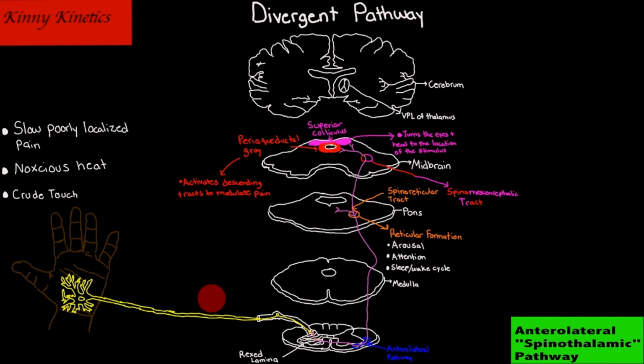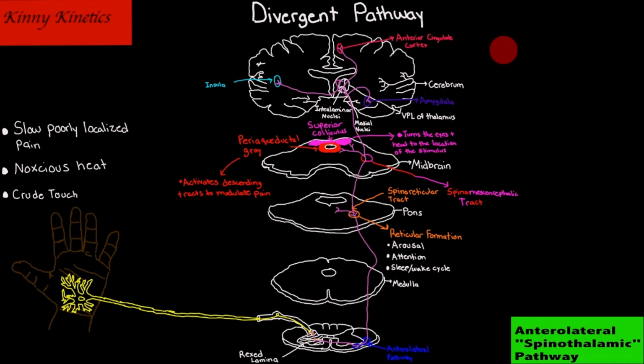Within the thalamus, other than the VPL of the thalamus, you have the intralaminar nuclei and the medial nuclei. Information that gets relayed to these nuclei is sent to the insula, the amygdala, the anterior cingulate cortex, and the dorsolateral prefrontal cortex, which I do not have depicted on the screen. All of these areas play a role in the emotional aspect of pain.